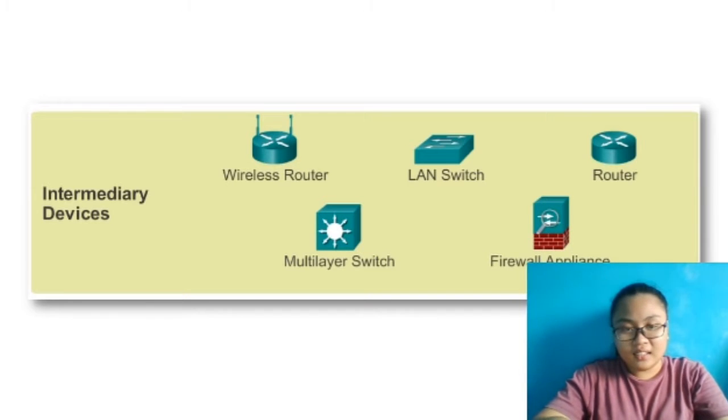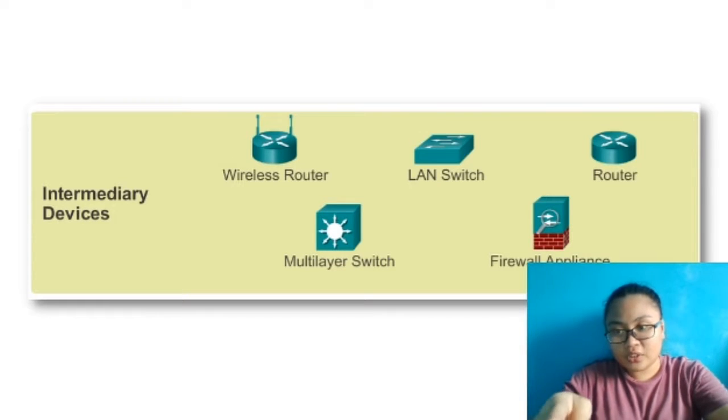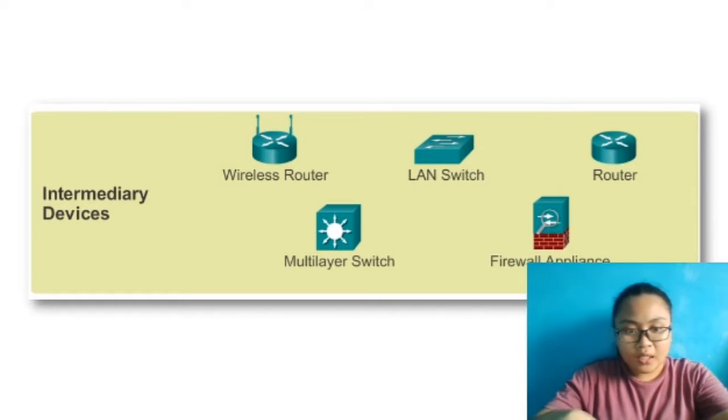Intermediary devices. These are examples of intermediary devices, which are wireless router, LAN switch, router, multilayer switch, and firewall appliance. Intermediary devices interconnect end devices. These devices provide connectivity and work behind the scenes to ensure that data flows across the network. Intermediary devices connect the individual hosts to the network and can connect multiple individual networks to form an internetwork.